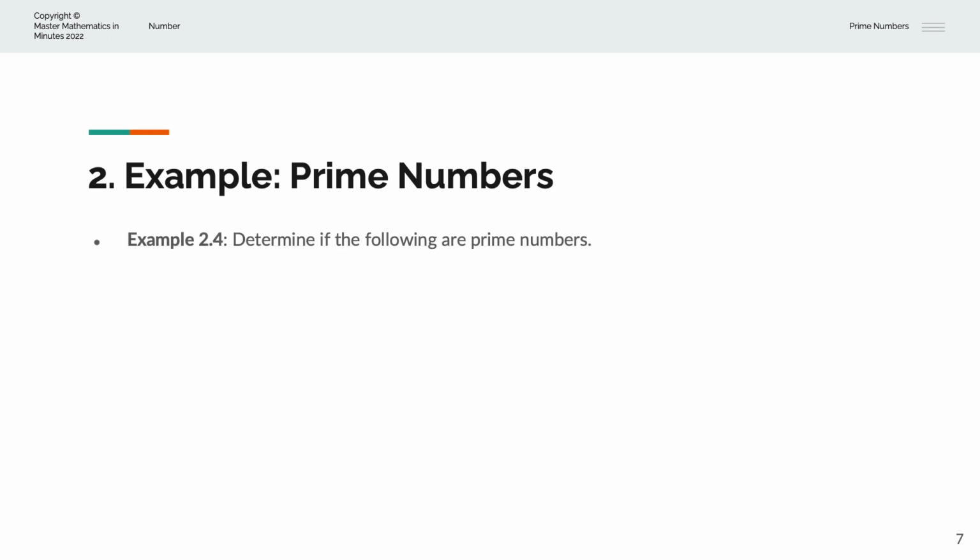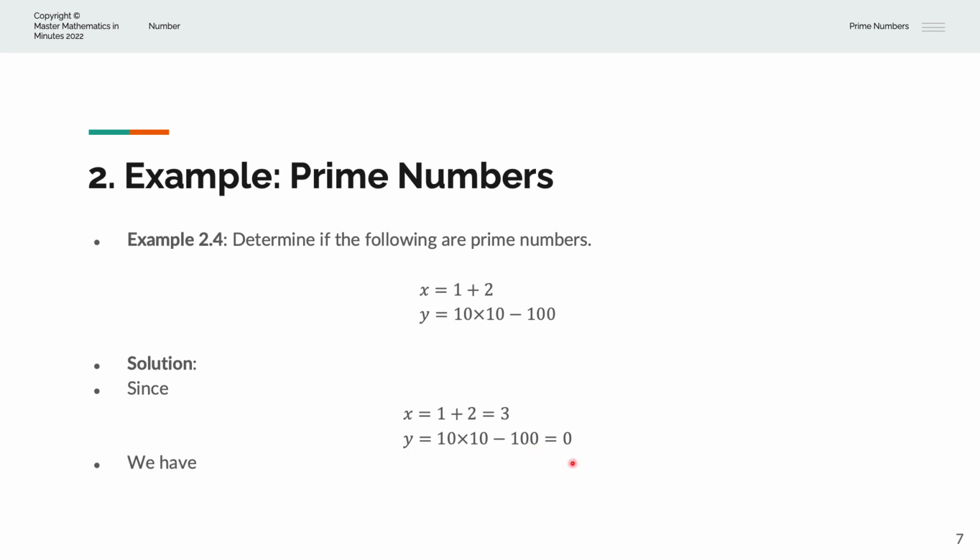In the fourth example, we're asked to determine if the following are prime numbers, with x equals 1 plus 2, and y equals 10 times 10 minus 100. So since x equals 1 plus 2, and that equals 3, and y equals 10 multiplied by 10 minus 100, which equals 0, we have x is a prime number because 3 is divisible by itself and the number 1. However, y is not a prime number. Remember, prime numbers are whole numbers greater than 1 with two factors, and so the number 0 is not included.